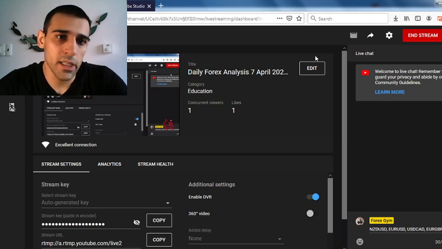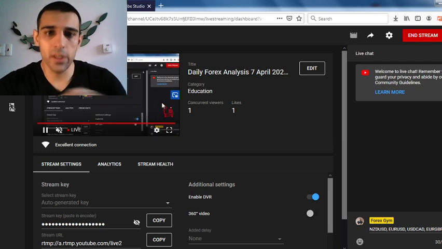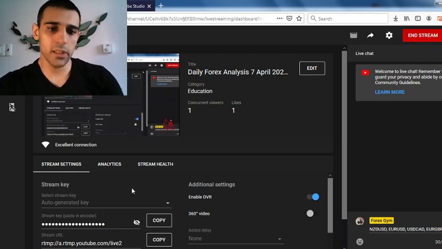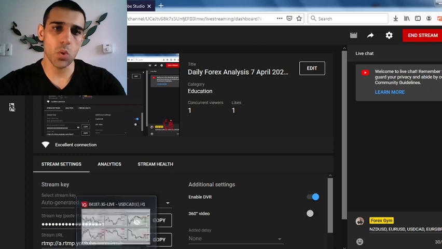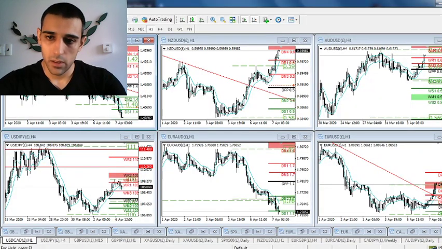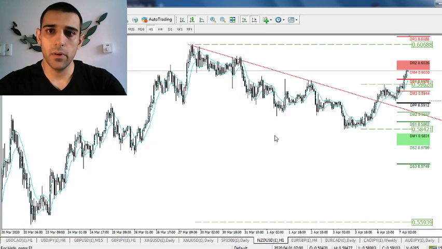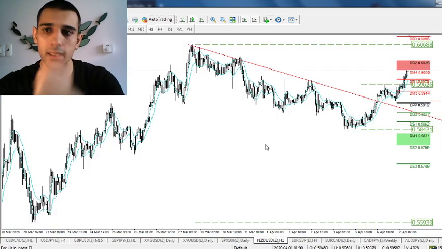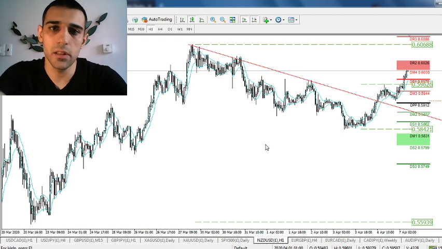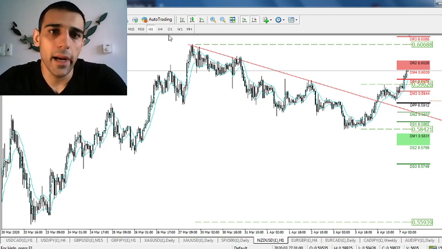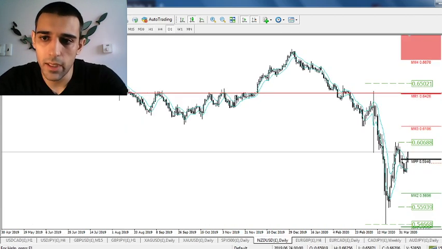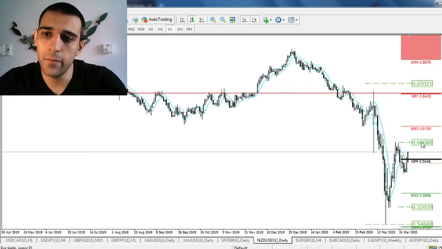So I'm going to start with New Zealand dollar against US dollar. So let's go to the MetaTrader. So New Zealand against US. We've got nice moves on here. We've seen it yesterday on New Zealand. It's been going up. So let's start with the daily time frames.